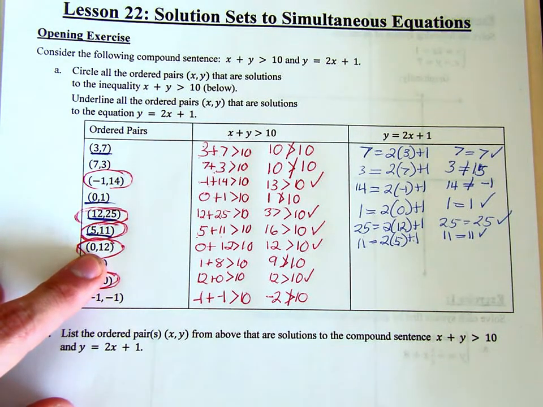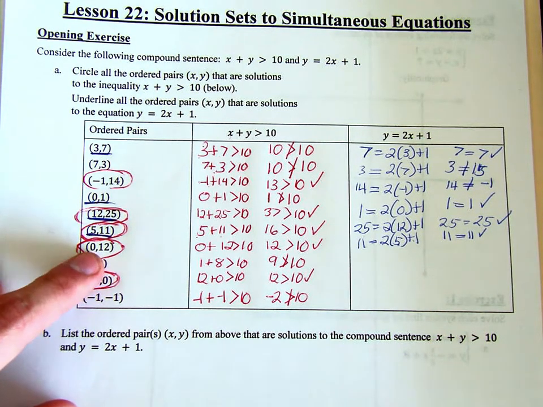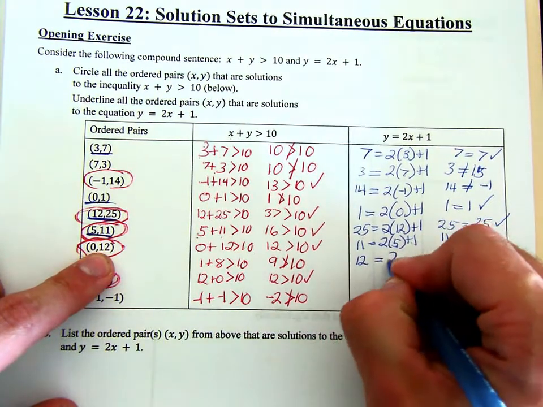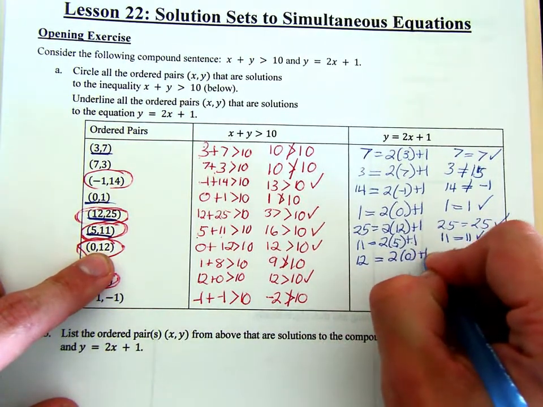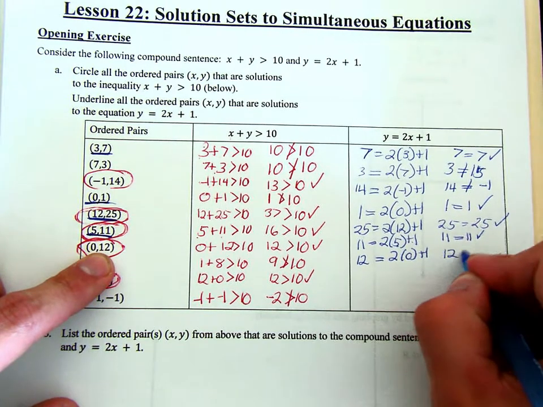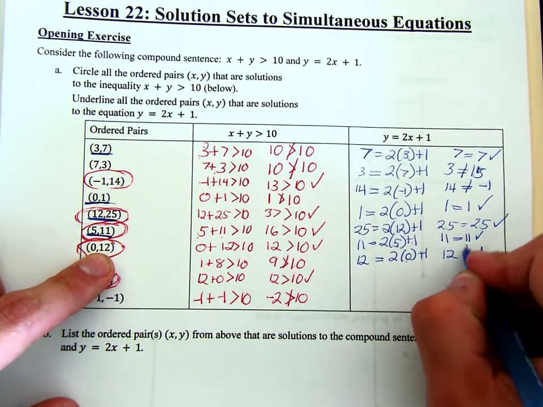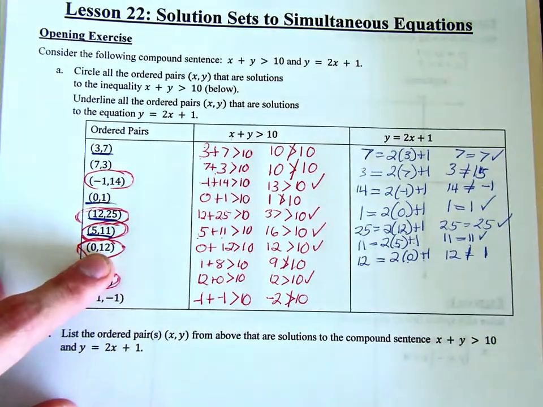Let's go on to 0, 12. X is 0, y is 12. So I'm going to get 12 is equal to 2 times 0 plus 1. So I get 12 is equal to 2 times 0 is 0, plus 1 is 1. And we know that that's not equal. So it's not going to work.